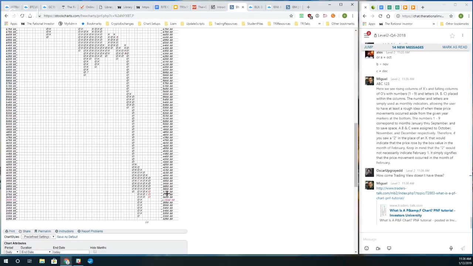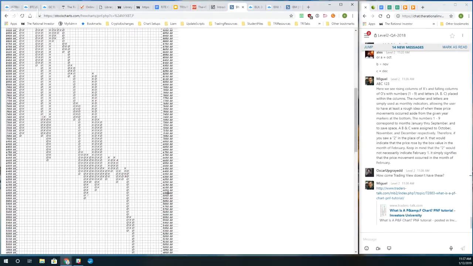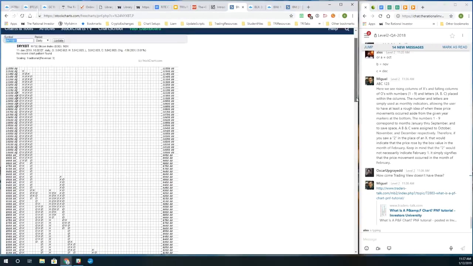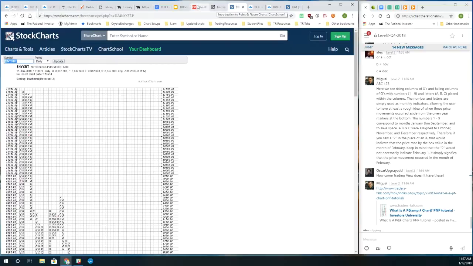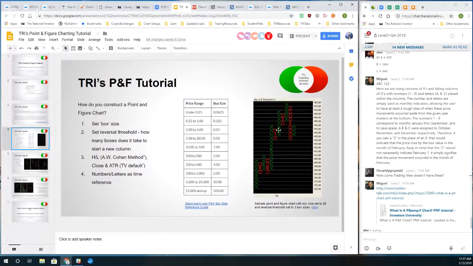So just be aware of that. And it looks like StockCharts.com uses ABC for October, November, December references. The classic method for reporting October, November, December is O, N, and D. But I suppose every site's going to be slightly different.